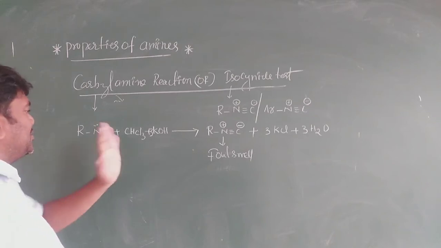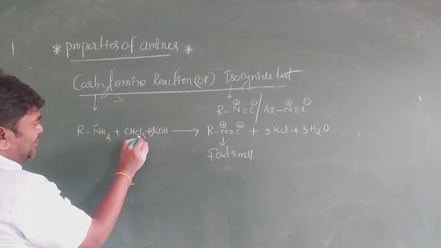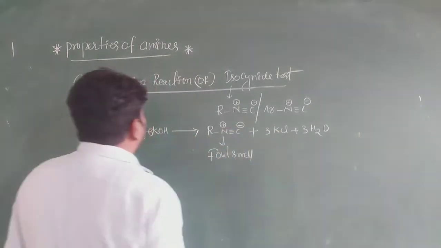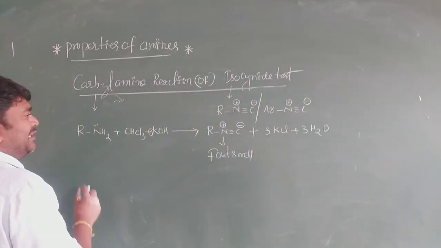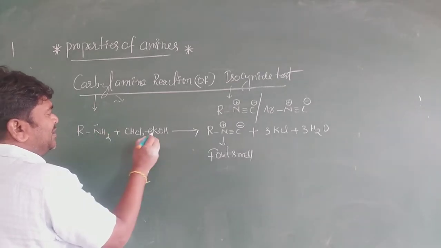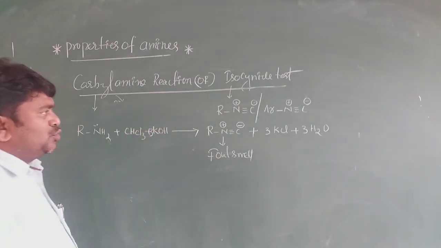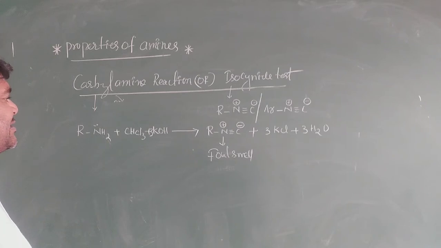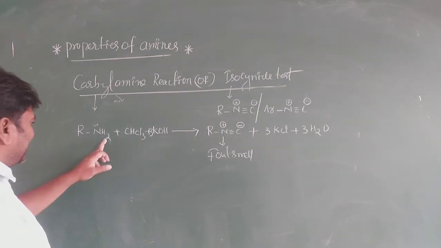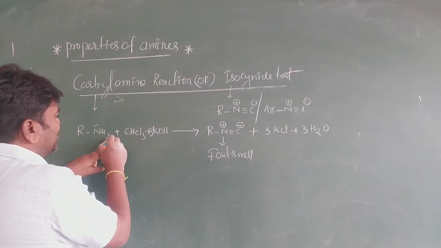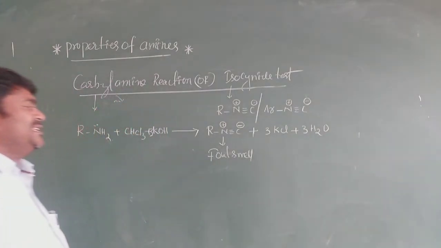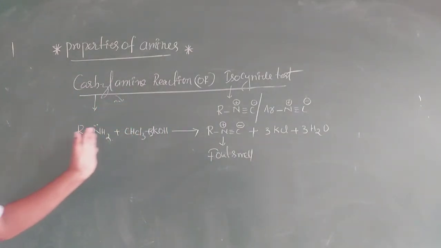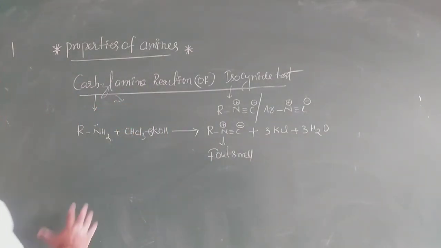See here, balance the equation. There are 3 chlorines. Potassium is 3, and here 3 is there. Hydrogens you have to see: here 2, here 1, so 3. Here 3 into 2, it is 6. Six hydrogens. This is the balanced equation. You people, you have to remember this one.